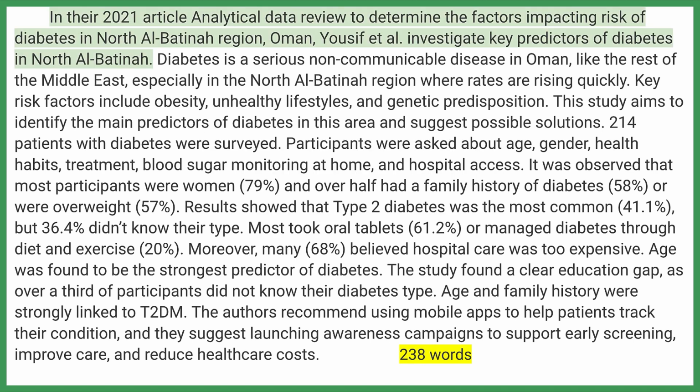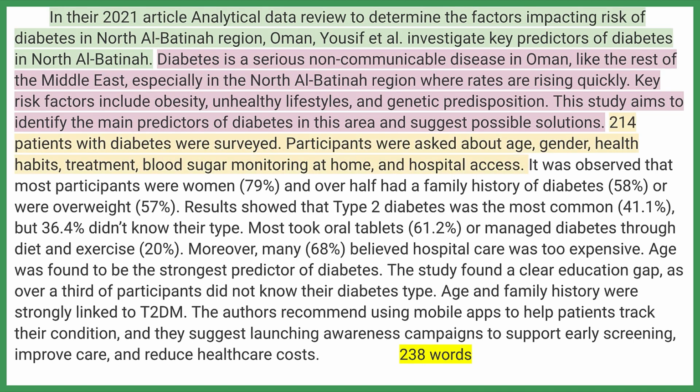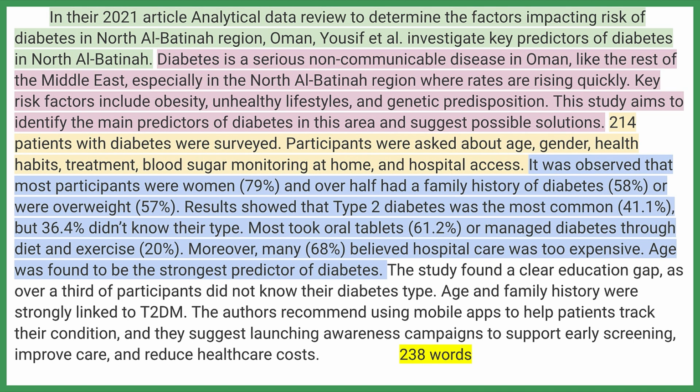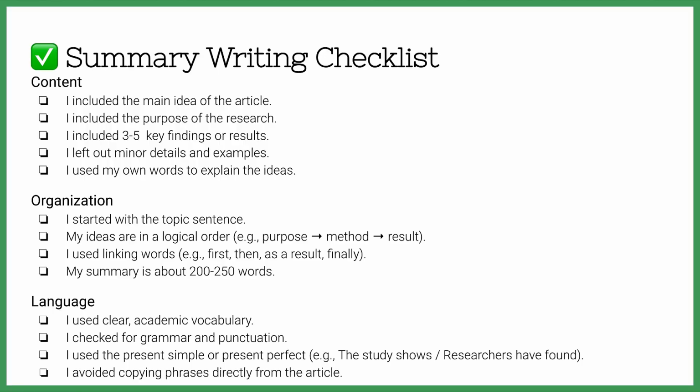There's the topic sentence. There's the introduction. Here are the methods. Here are the results. And here is the discussion. It's all there. Everything is in order, and it's well organized and includes all the important main ideas. You can use the summary writing checklist to make sure that yours is good. I included the main idea of the article. I included the purpose of the research. I included 3 to 5 key findings or results. I left out minor details and examples.